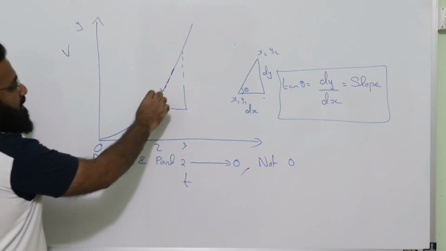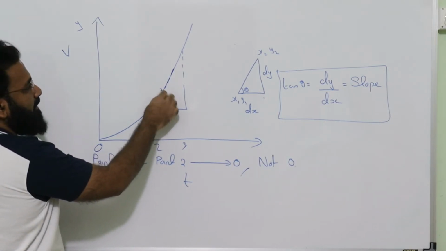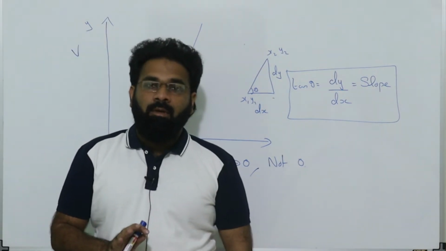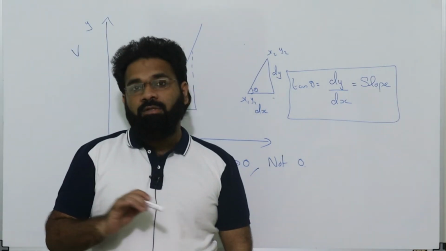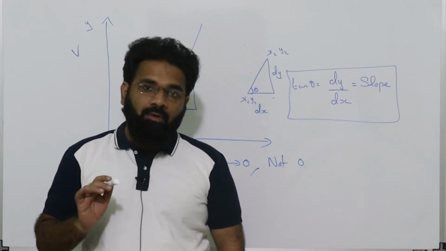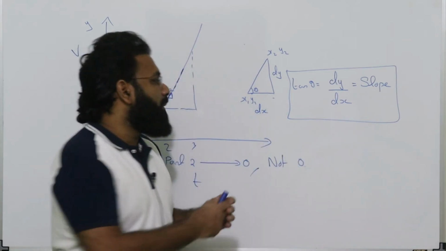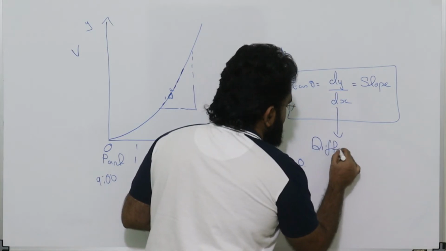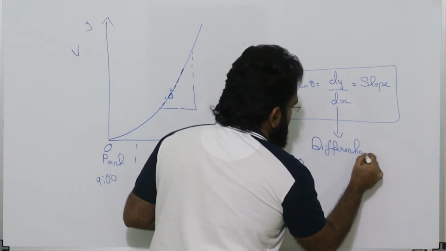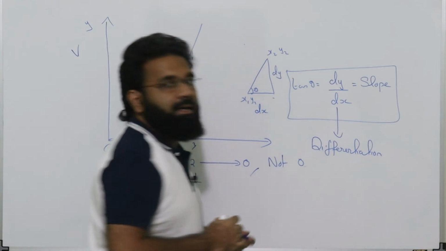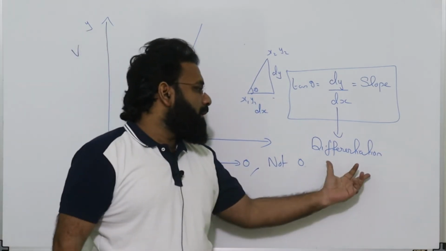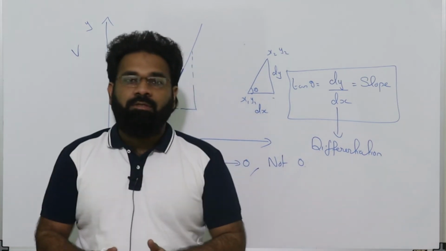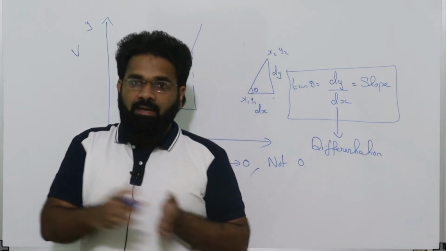Now this short distance is called dy, this short distance is called dx. So the curves which don't have a constant slope, or have a varying slope, always we do dy by dx. This is called differentiation. Okay, this comes under calculus. Differentiation, you can remember difference, differentiation.